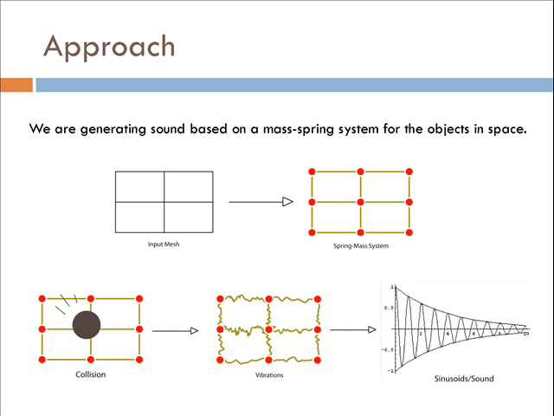Given an input geometry, we can describe the geometry as a mesh and translate the mesh into a mass spring system where each vertex of the mesh is a mass and each edge is a spring. When collision happens in the mass spring system, the system will oscillate with respect to the impulse force. Because sound is a result of physical vibrations that travel through a medium, we can attempt to derive the sound waves from the oscillations of this mass spring system.